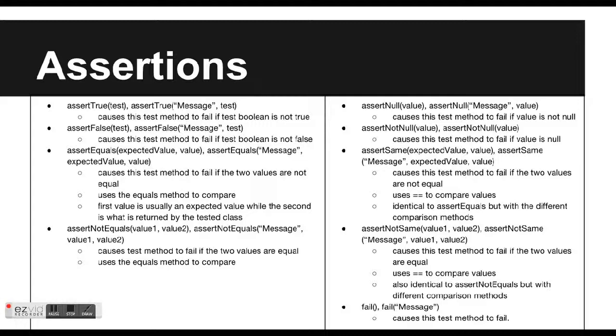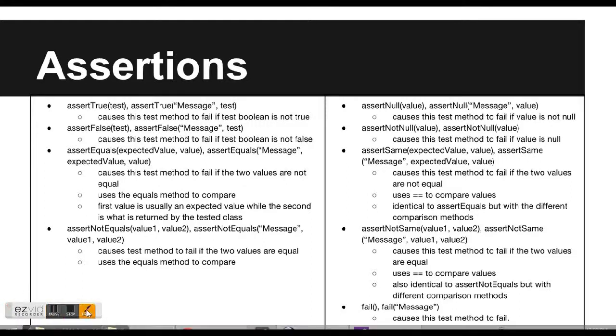Assert same does the same job as assert equals, except it uses the dot like right here. Assert not same, again, just uses the equals and tests if they're true or not. And then there's just fail, which causes the test to fail automatically.